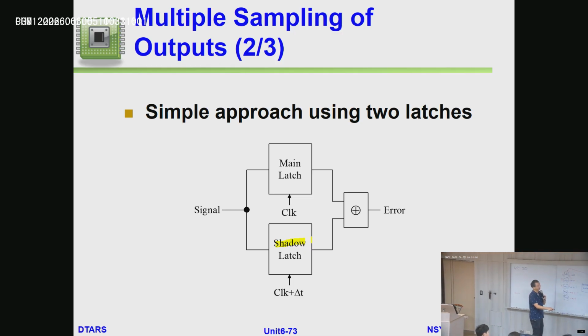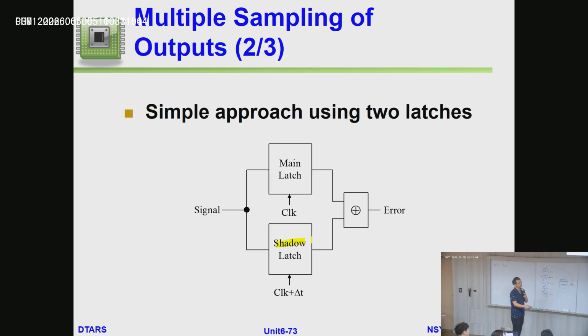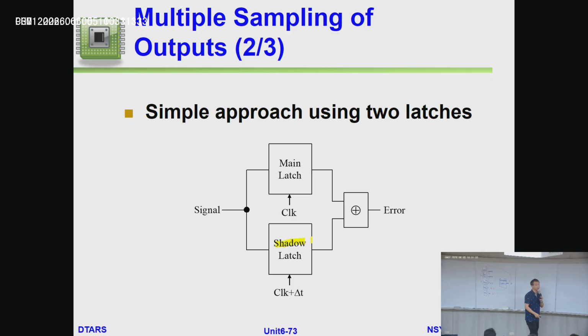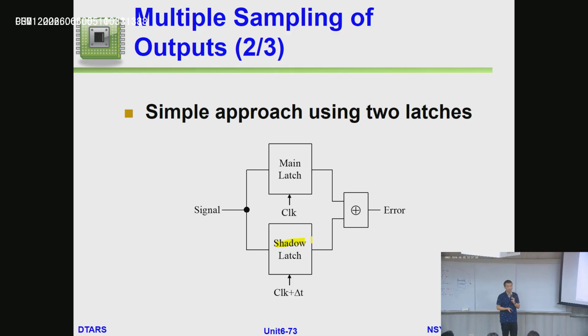You can see that this signal is our circuit output. Originally, you sample this circuit output every, for example, positive clock transition. Now you need to sample this one again, but you see here the clock is a little bit delayed by delta t. And then we have a comparator at the end of this system to compare if there are any differences. So this is one possible scheme that you can try to implement in your design if you think this approach is the best for you.